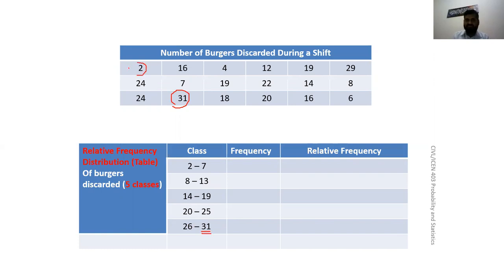So I started from the smallest and ended up at the last one. And now calculate how many classes I got. 5 classes. 1, 2, 3, 4, 5. Automatically 5 classes, which was the question.